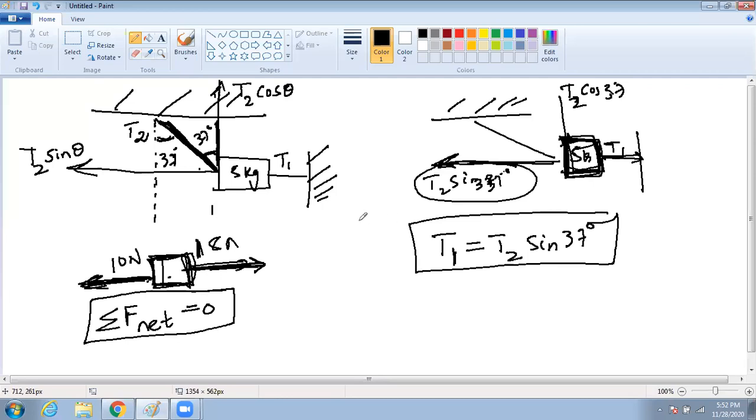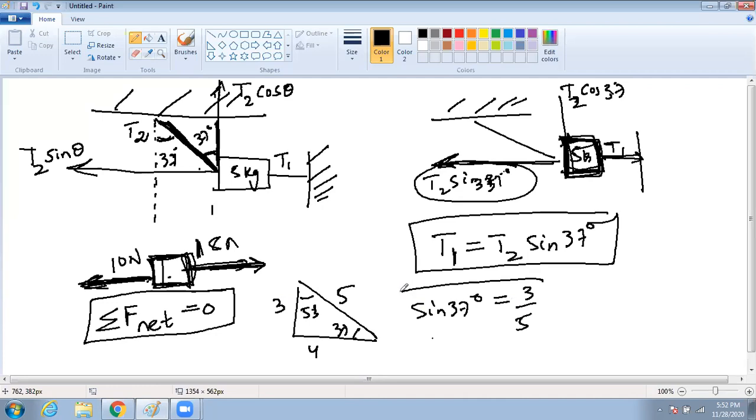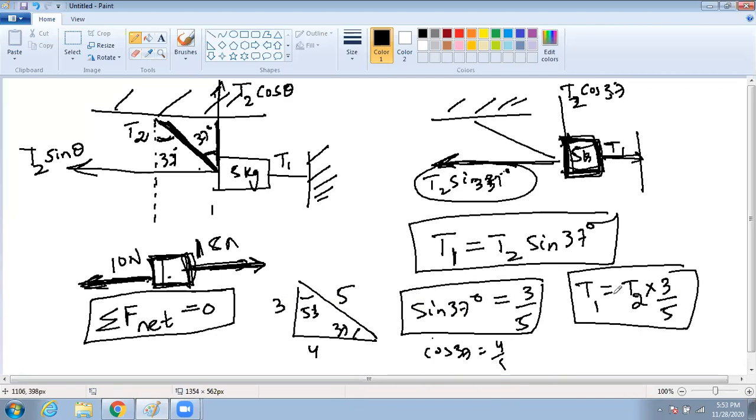So what is sine 37? Remember the triangle which I told you? Siddhi, what is sine 37? 3, 4, 5: this is 37, this is 53, and this is 5. So what is sine 37? B by H or P by H? P by H. That means 3 by 5. And cos 37 is 4 by 5. So T1 will be T2 into 3 by 5. But we don't know T2.